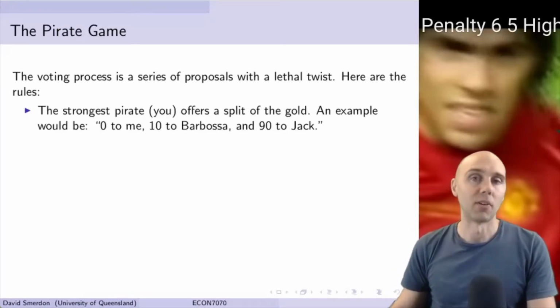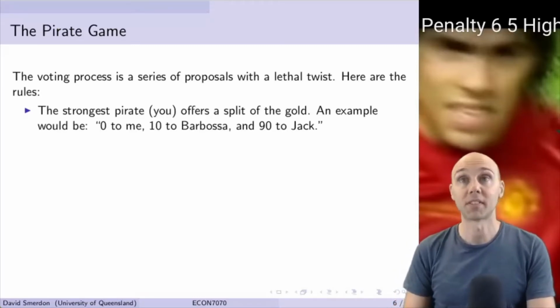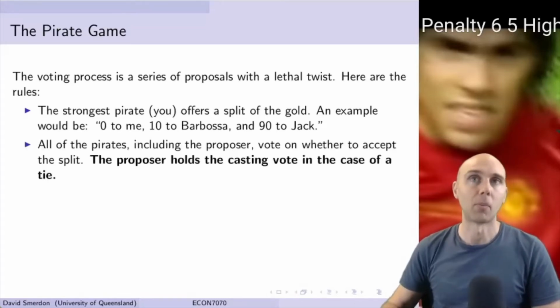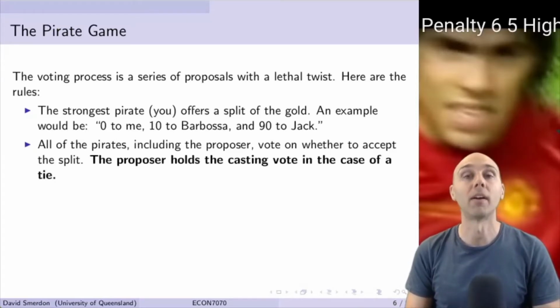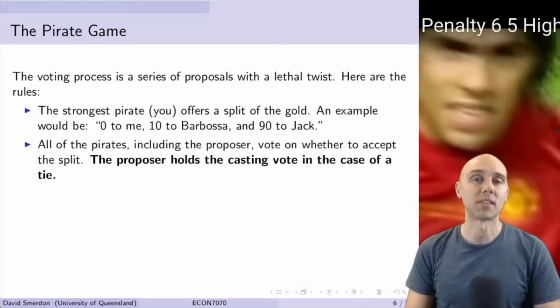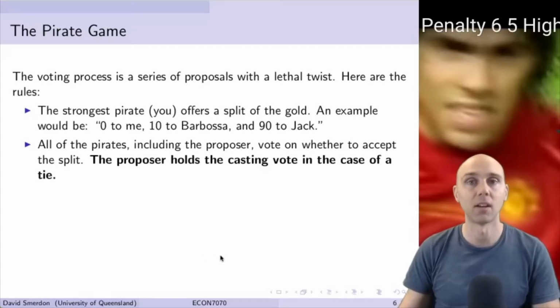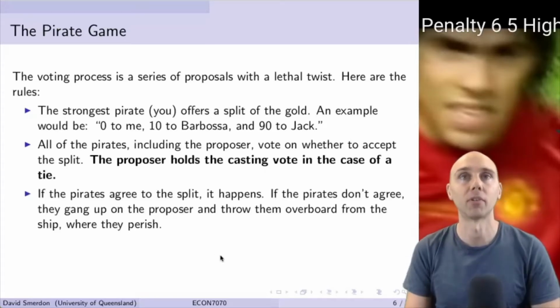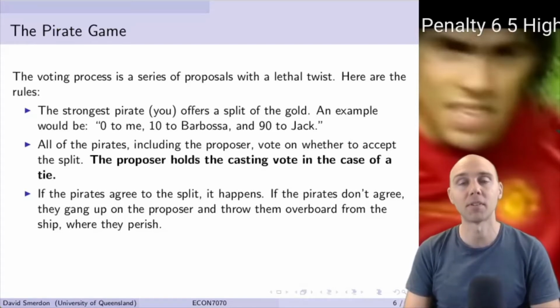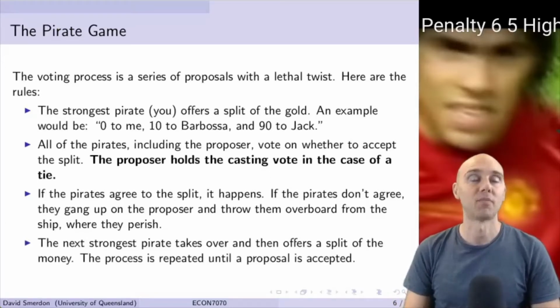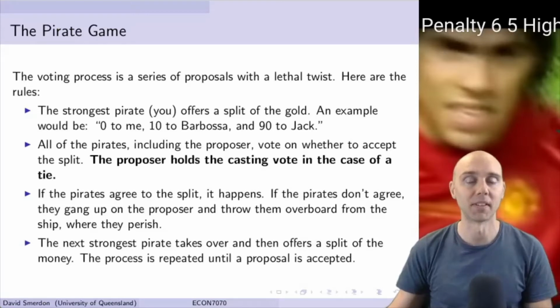The voting goes as follows. The highest ranked pirate, in this case you, offers the first proposal, the split of the gold, and then you have to come up with some allocation, and then all of the pirates vote on whether to accept the split or not. And if there's a tie, the proposer holds the casting vote. So the more senior pirate holds the tie-breaking vote. If the pirates agree to the split, it happens. If they don't agree, the proposer is thrown overboard, and then the next most senior pirate takes over the role of proposer, and the process repeats until one proposal is accepted.